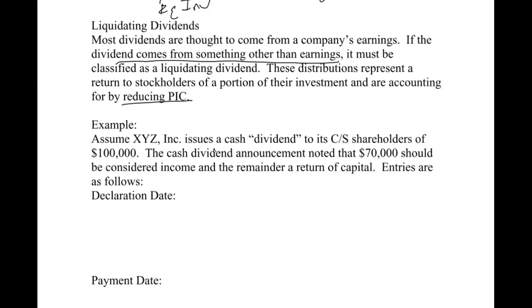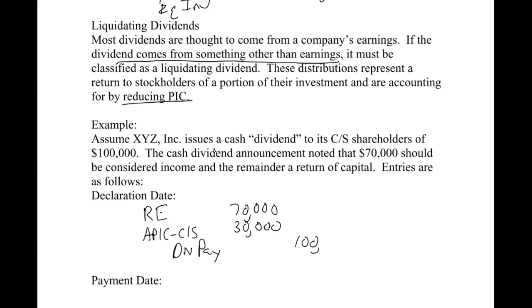All right, so let's look at how we account for this. It's not that tough, but let's just walk through it real quick. So they have a dividend of 100,000. Noted that 70,000 should be considered income, and the remainder a return on capital. So 30,000 is the liquidating dividend. 70,000 is a normal dividend. All right, so on the date of declaration, I'm going to debit retained earnings for the normal portion of the dividend. I'm going to debit additional paid-in capital common stock, or some paid-in capital account, for 30,000. That's the liquidating portion. And then I'm going to credit dividend payable for 100.